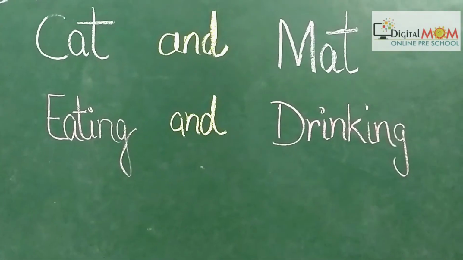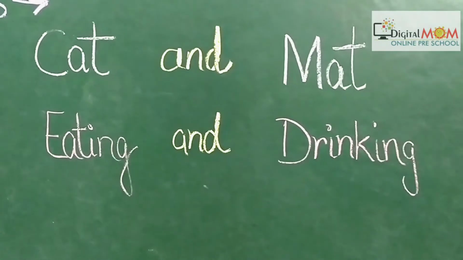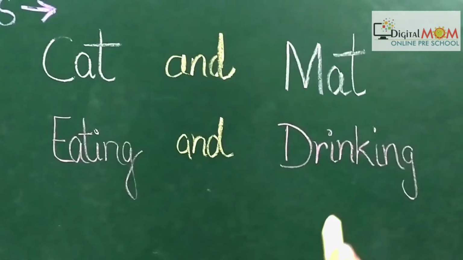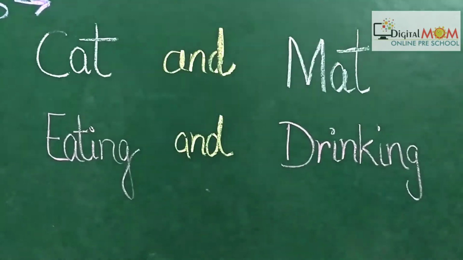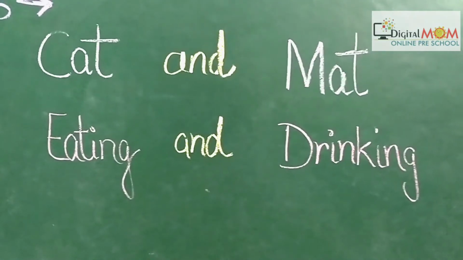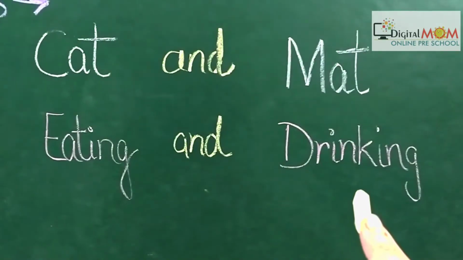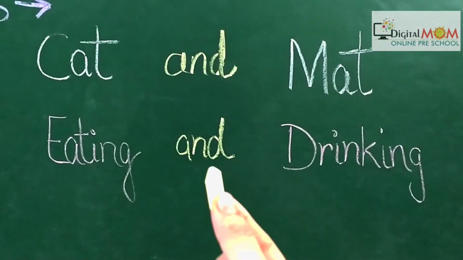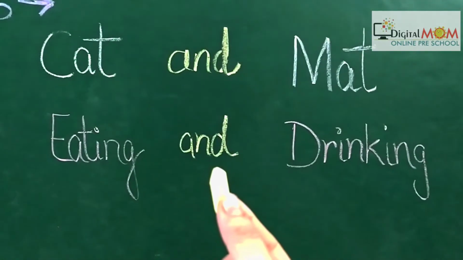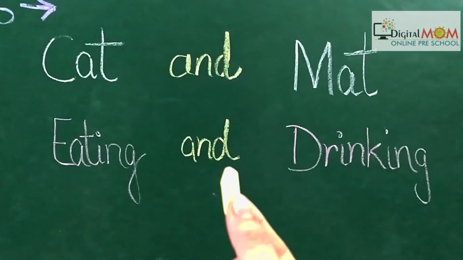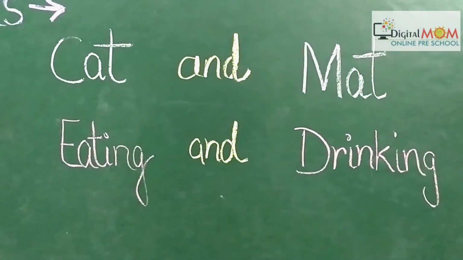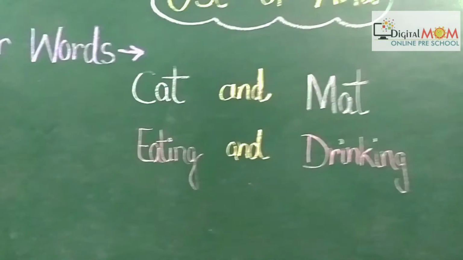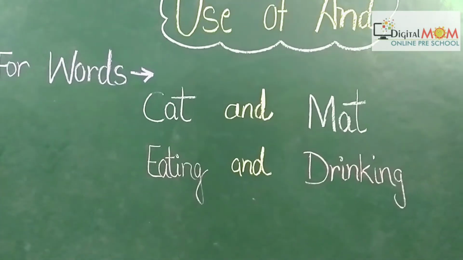So by writing "and" in between the two words, you can join two words. Okay? दो शब्दों को जोड़ने के लिए हम "and" का यूज करते हैं, और "and" कहाँ यूज होता है? In between of two words. I hope it is clear how to use "and" for words.